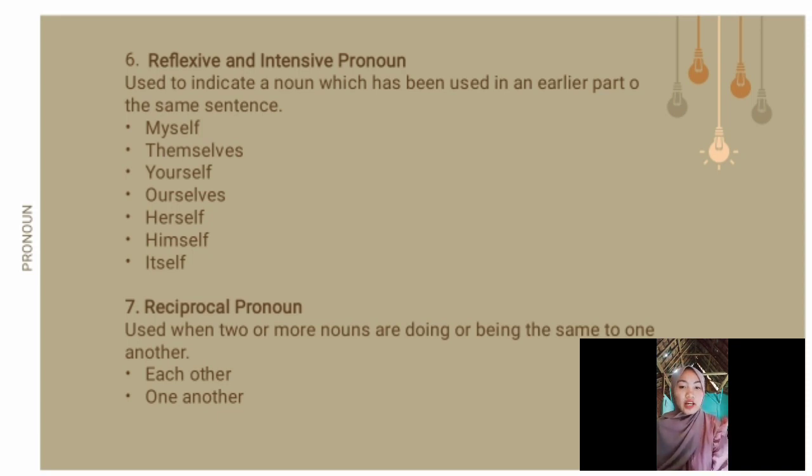And the last, reciprocal pronouns. Reciprocal pronouns are used when two or more nouns are doing or being the same to one another, like each other and one another.